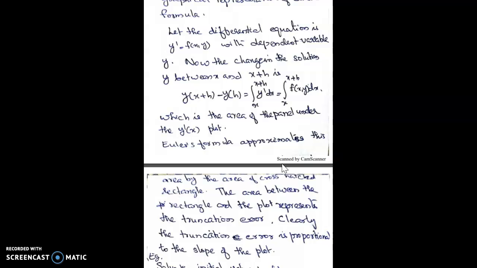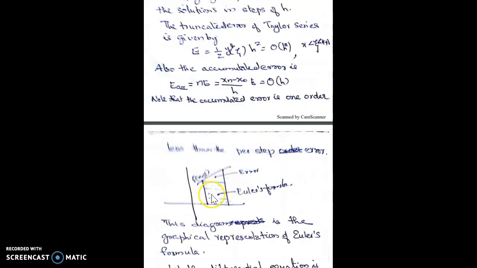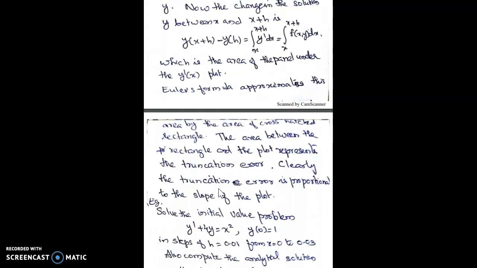Euler's formula approximates this area by the area of the cross-hatched rectangle. See, the cross-hatched rectangle is given by Euler's formula, and the area under this curve is given by the actual value, and the difference between these two gives the error. Clearly, the truncation error is proportional to the slope of the plot. Let us solve one initial value problem.